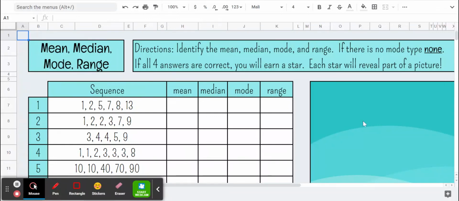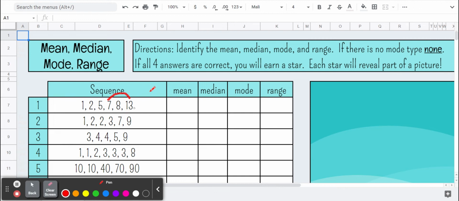Here are a few examples from the assignment. All right, mean is the meanest process of all. We have to add up all of these numbers and then divide by the number of numbers that we have. Okay, I'm going to try not to use a calculator.